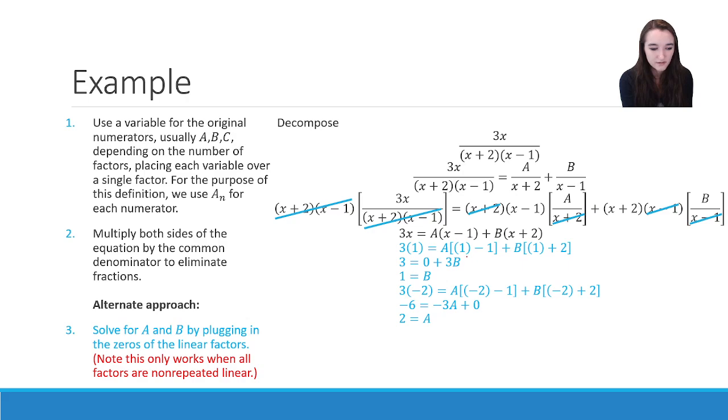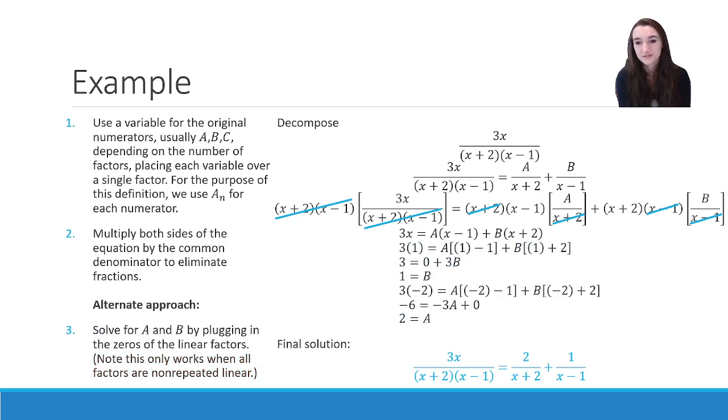So if I plug in 1, that's going to eliminate a. Like so. And so then I will get 0 plus 3b equals 3, so b equals 1. And then I'm going to plug in negative 2. That's going to get me negative 3 times a plus 0 equals negative 6. And then I can solve for a and get a equals 2. So it can be a little bit quicker to do it that way in only this example. If you're not working with non-repeated linear factors, then you can't do this, and so if it confuses you, don't use this method.